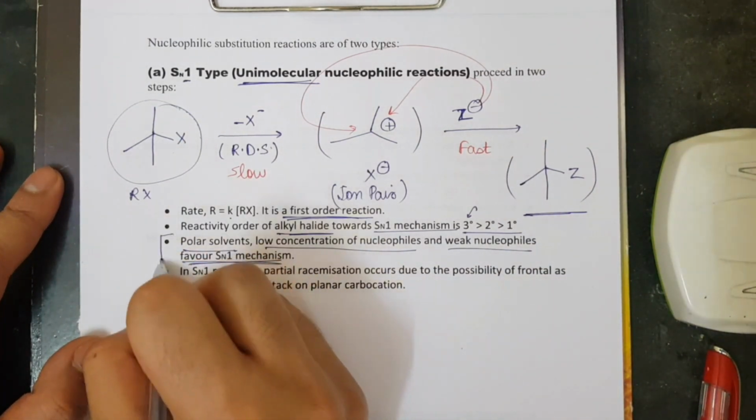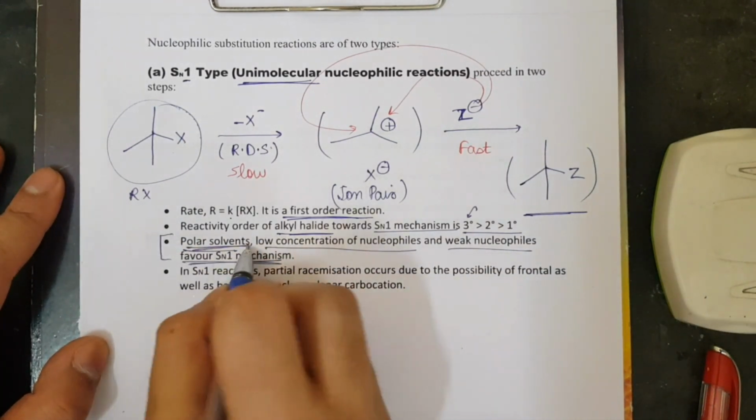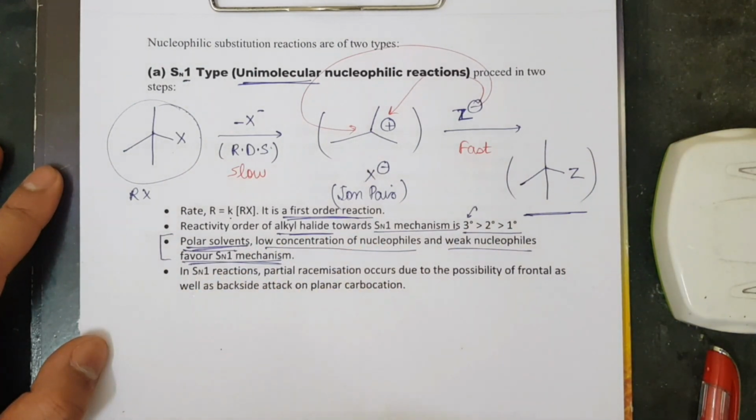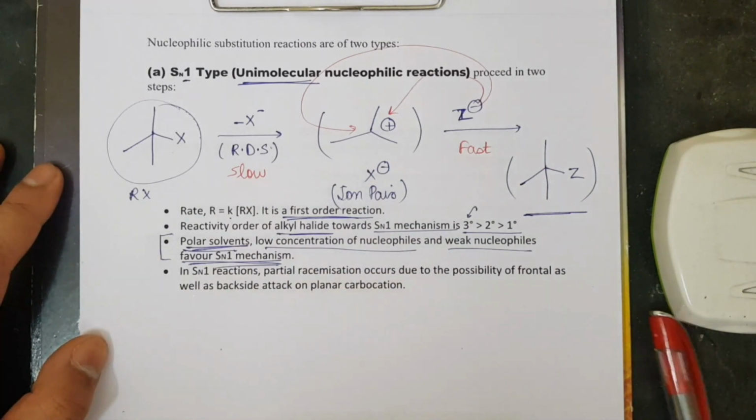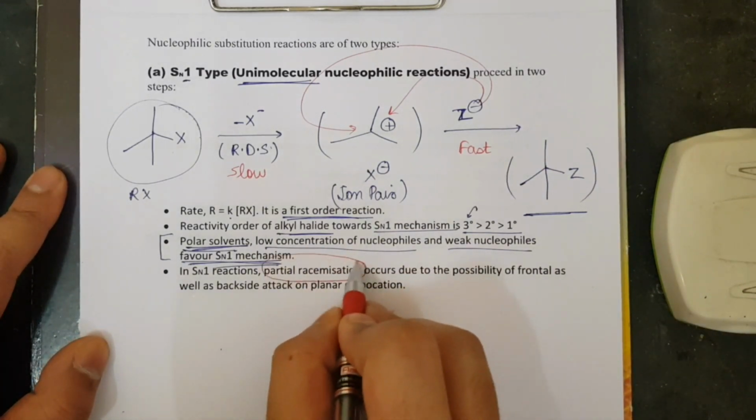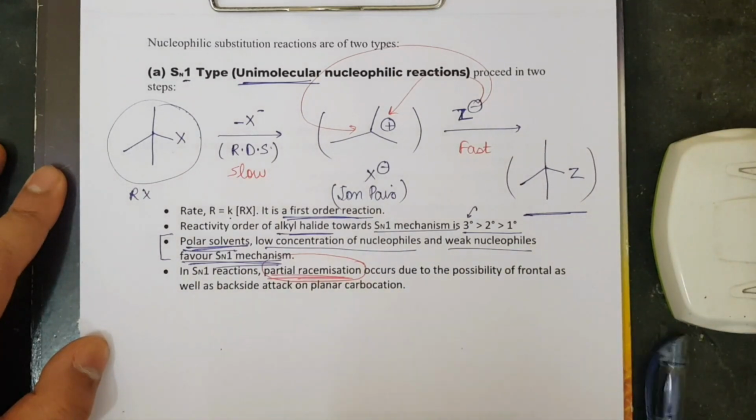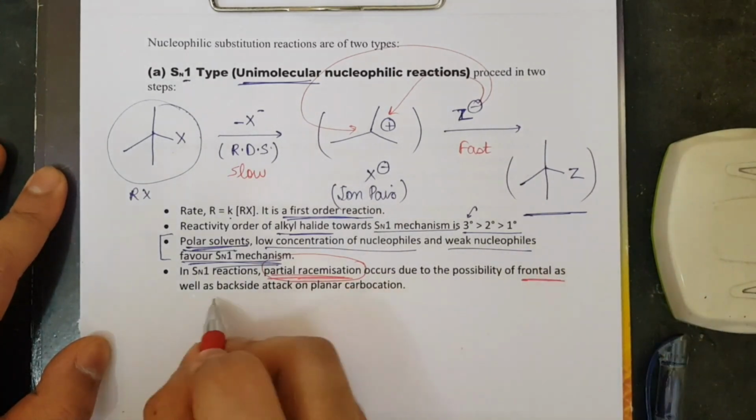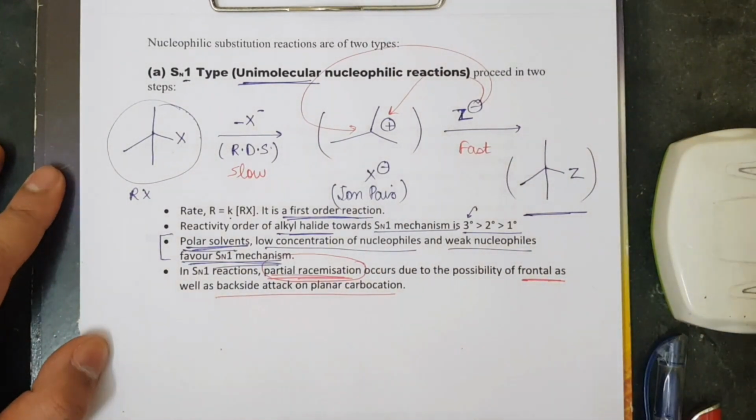This would be taught to you, wait for it. Polar solvents are those like water, etc. They stabilize the carbocation, so they favor the SN1 reaction mechanism. Now in SN1 reactions, partial racemization can occur due to the possibility of a frontal as well as a backside attack on a planar carbocation.